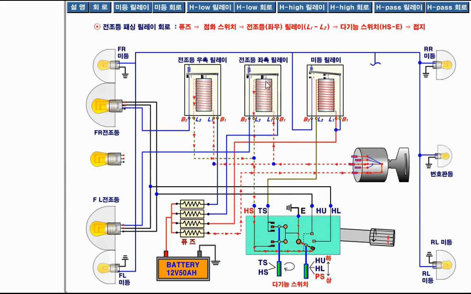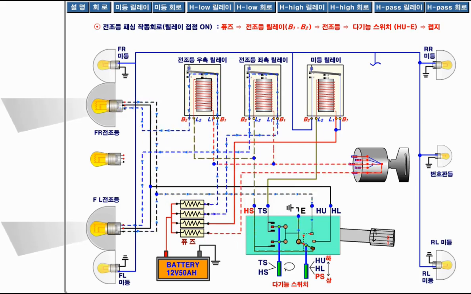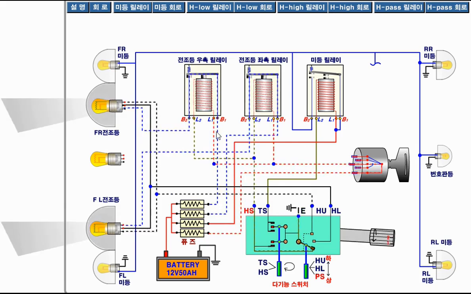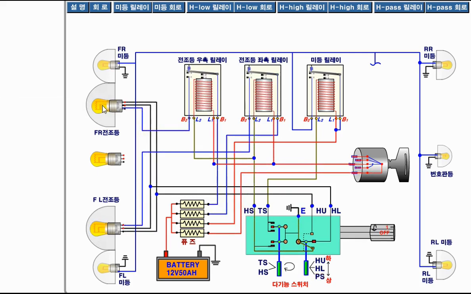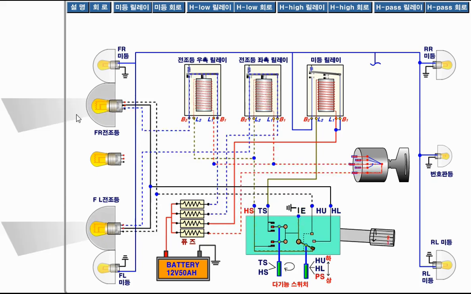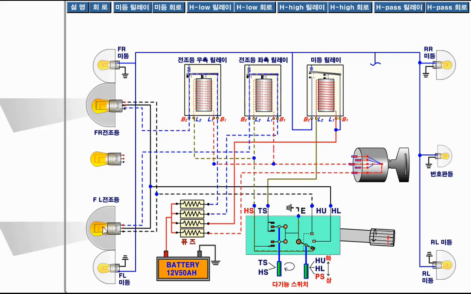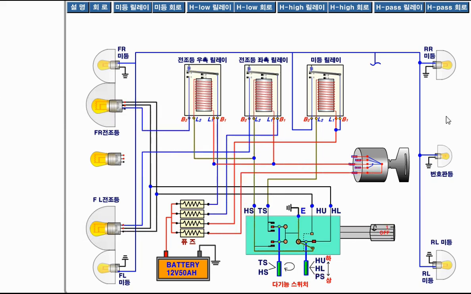So that will collapse this magnetic field. So these two pass lights will blink. Let's see how they blink. So you can see there is the collapse of the magnetic field. So these pass lights are blinking in this pass light mode. That's how this circuit works.